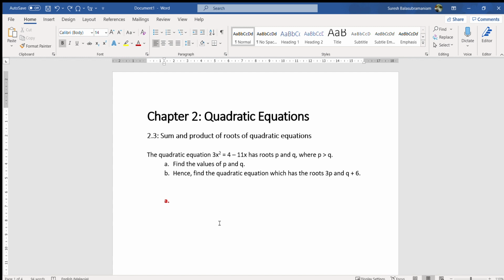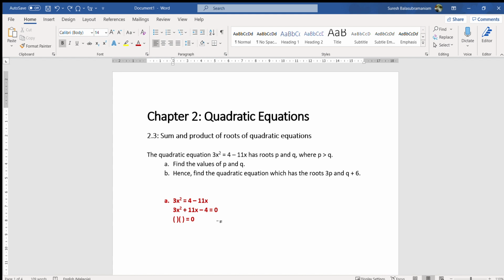So first I will write down the quadratic equation 3x squared equals 4 minus 11x, and then I will rearrange the quadratic equation. So 3x squared plus 11x minus 4 equals 0.